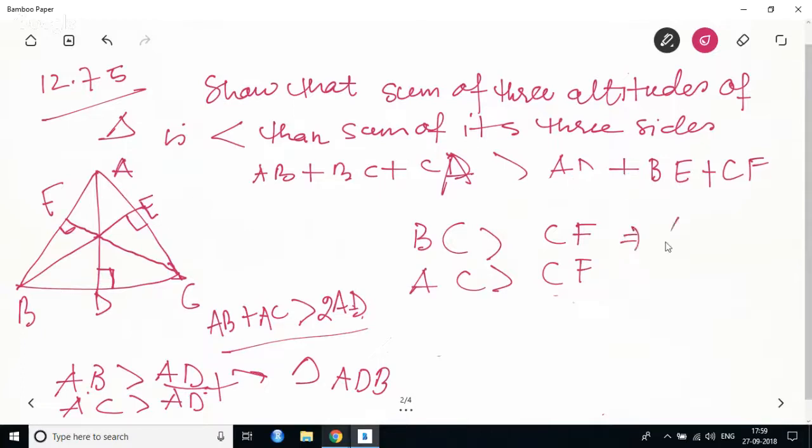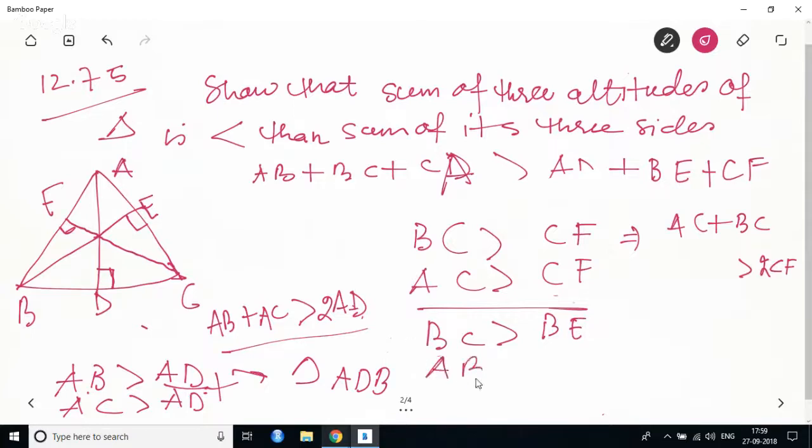So AC plus BC is greater than 2CF. Similarly, in this triangle, BC is also greater than BE and AB is also greater than BE. So I write that AB plus BC is greater than 2BE. Now I have three inequalities: this is my equation 1, this is equation 2, and this is equation 3.